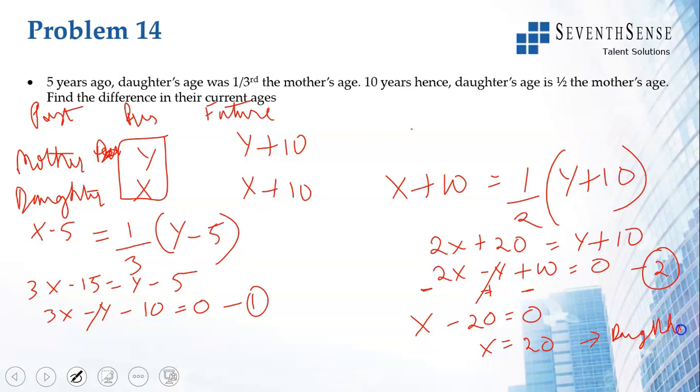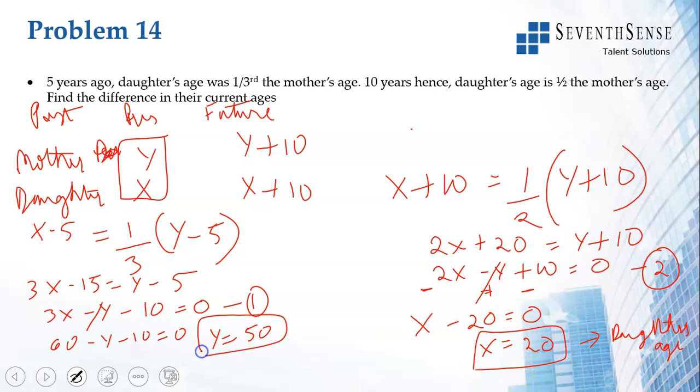What is asked? Find the difference in their current ages. So you substitute that in any equation, like you substitute that in this equation, 3x minus y minus 10 equal to 0. x equals 20. If you substitute here, you get 60 minus y minus 10 equal to 0. y is equal to 50. So their current ages are 20 and 50. So the difference is 30.